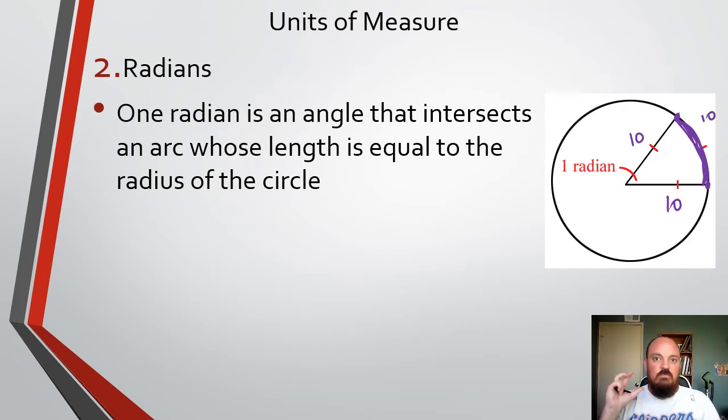It's saying if I make an angle where the piece of the circle that's contained or intersected by that angle is the same length as the radius, that's what we call 1 radian.